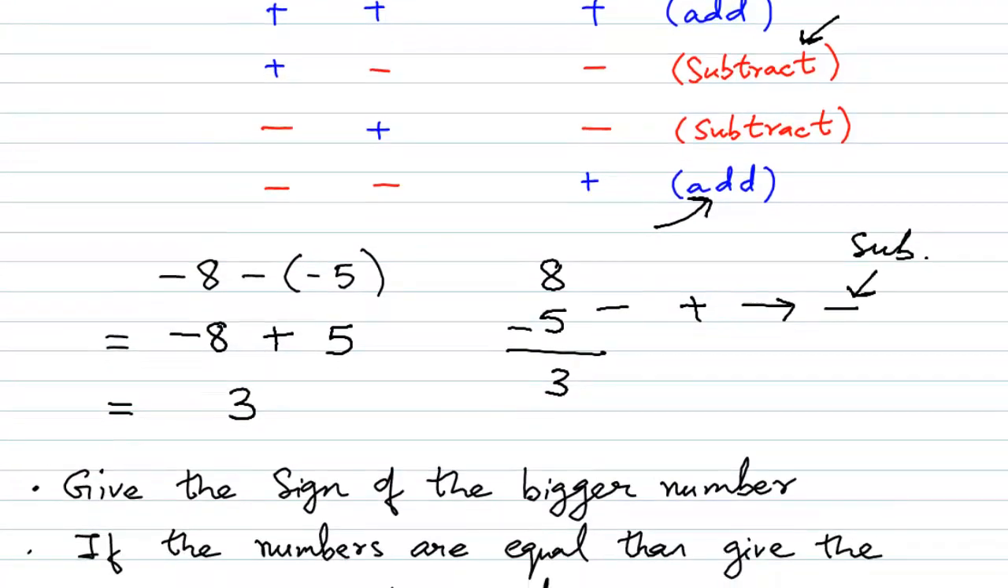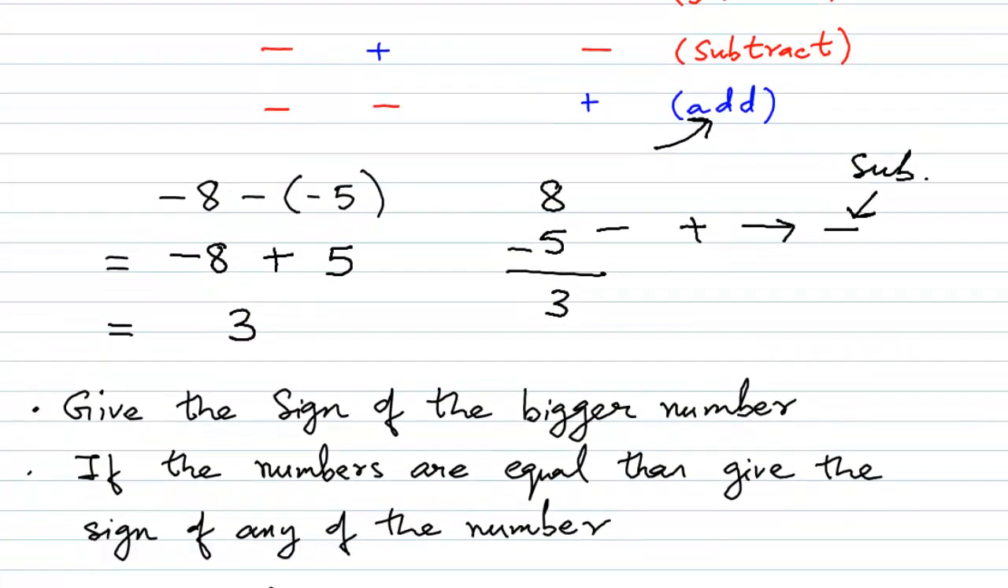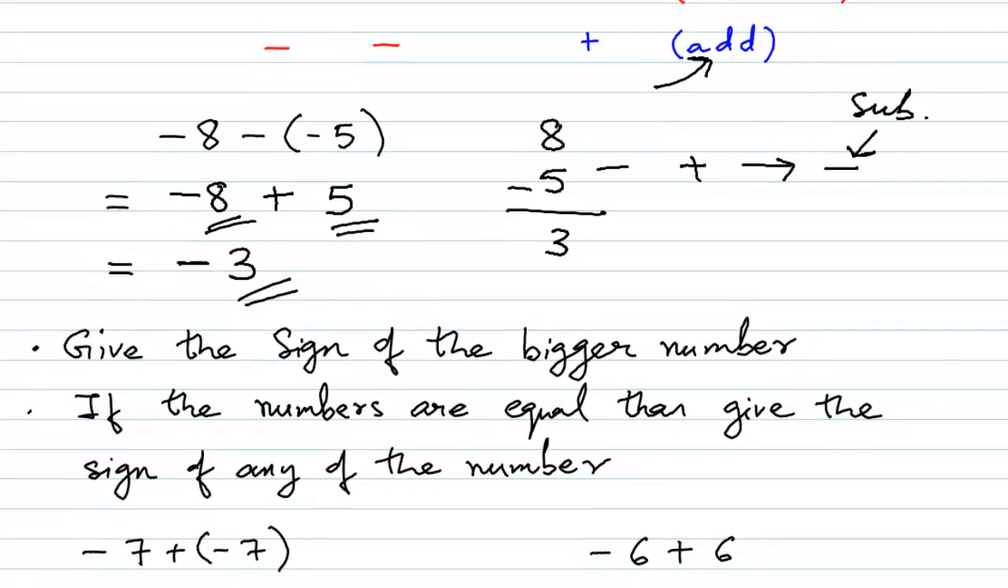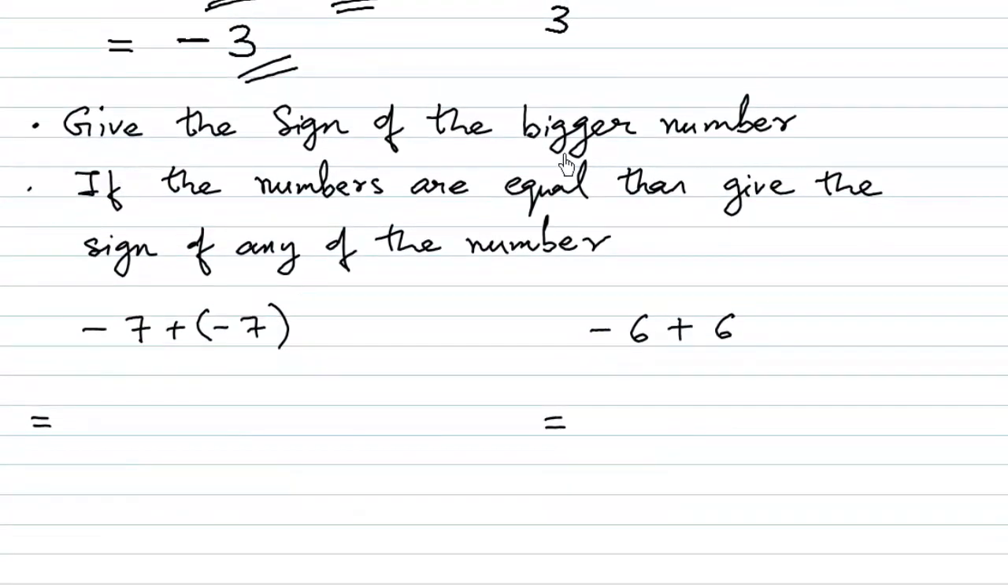But then what? Is 3 the answer? No. We should always give the sign of the bigger number. So over here 8 and 5, 8 is bigger than 5. So we're going to give the sign of the bigger number. So we are going to give the sign of negativity to this number. So the answer to this is -3. So always remember, give the sign of the bigger number, and if the numbers are equal, then you can give the sign of any number.